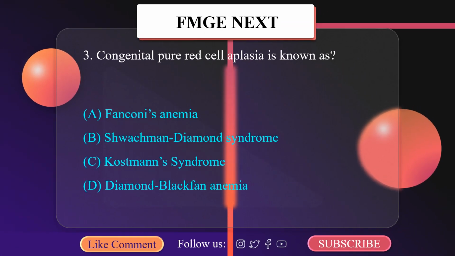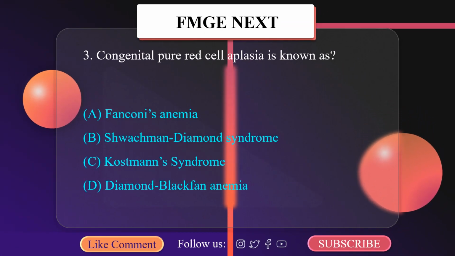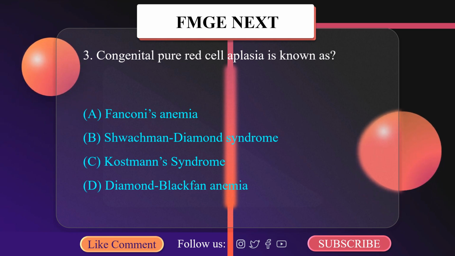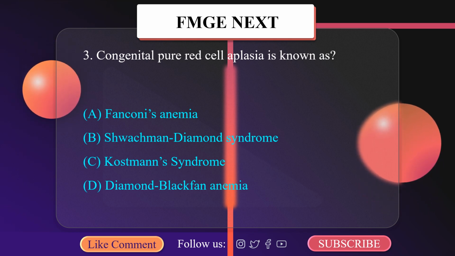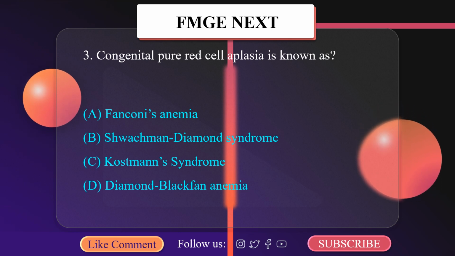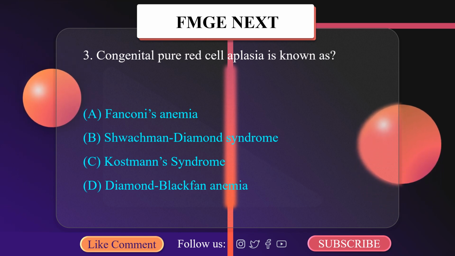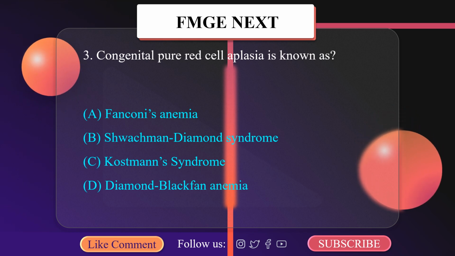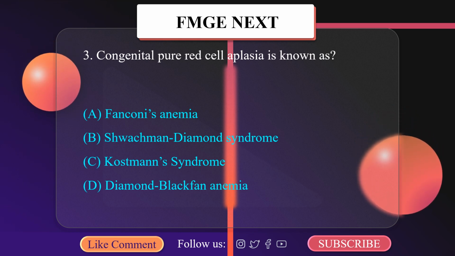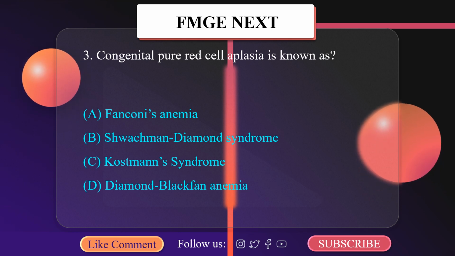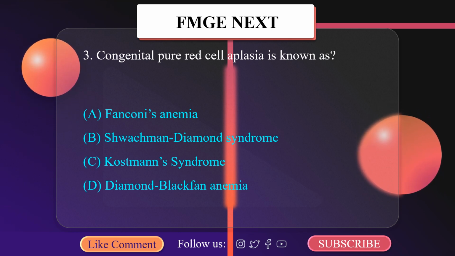Congenital pure red cell aplasia is known as A. Fanconi's anemia, B. Shwachman-Diamond syndrome, C. Costman syndrome, D. Diamond-Blackfan anemia.